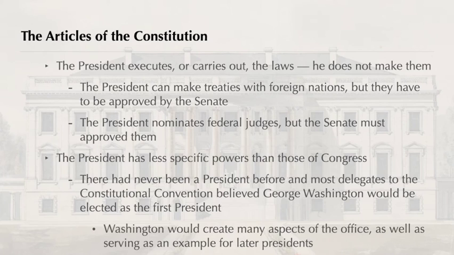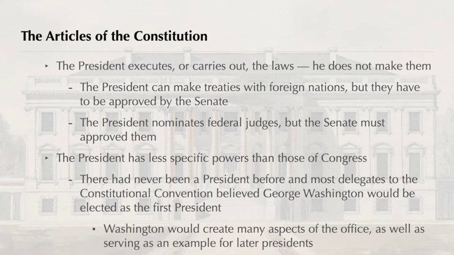The painful memory of the colony's experience with King George of England was still fresh in the framers' minds. To avoid having another monarch, they made it clear that the President's job is to execute or carry out the laws, not to make them. The President may make treaties, but they are only binding if approved by the Senate. The President may also nominate judges, but the Senate has the right to reject the President's nominees.